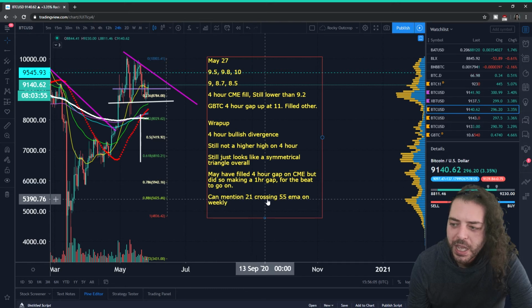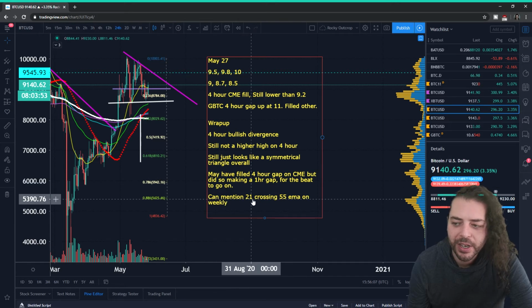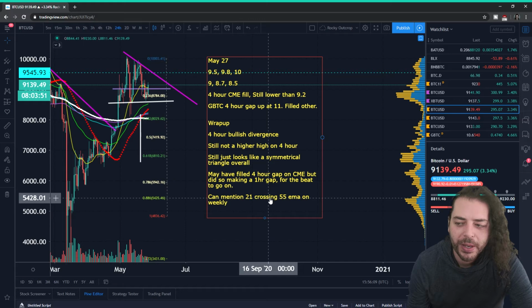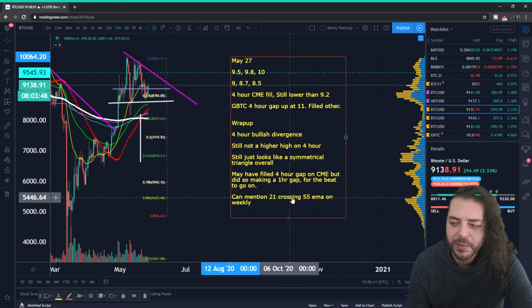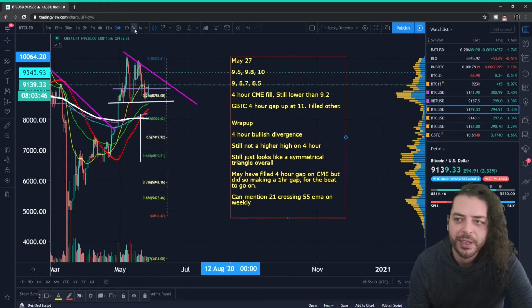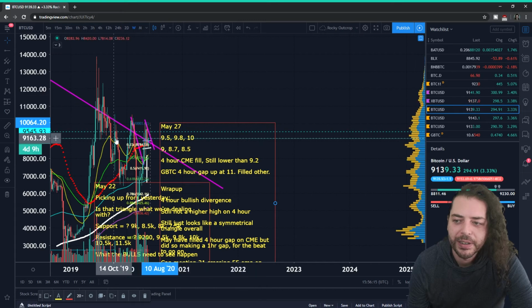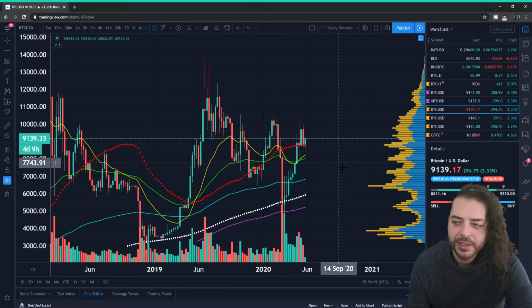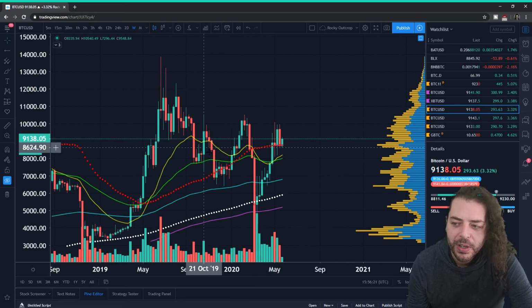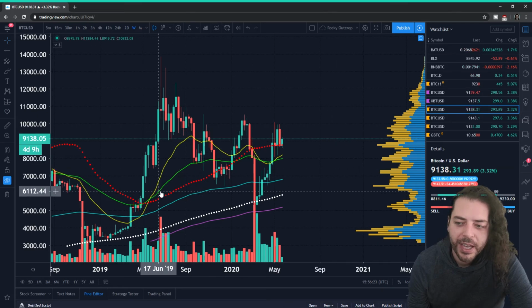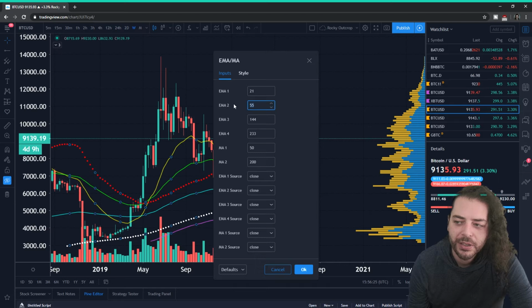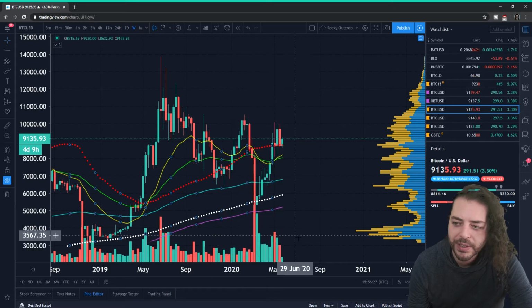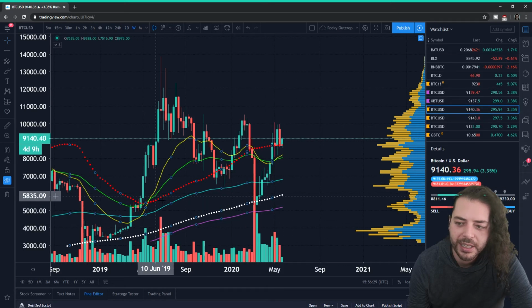So I suppose the last things that I could talk about would be if I went up to the weekly and showed you that we're above the 21 on the weekly chart. Let's take everything off apart from the EMAs, and we can see here the 21 EMA and the 55 EMA. I'm using 55, but you could use 50. It won't make a massive dramatic difference to this concept.